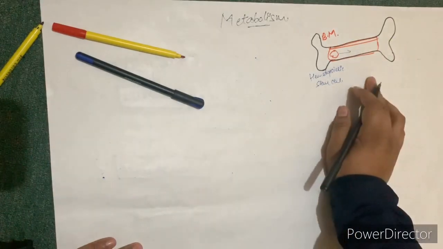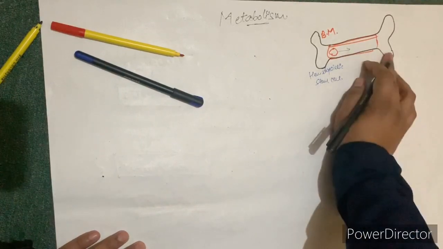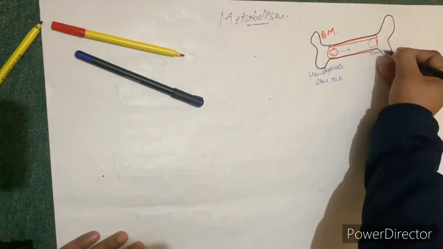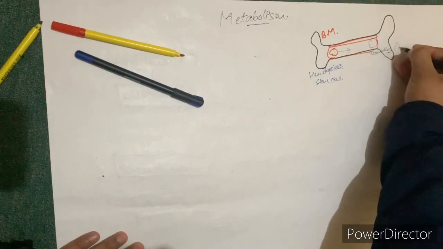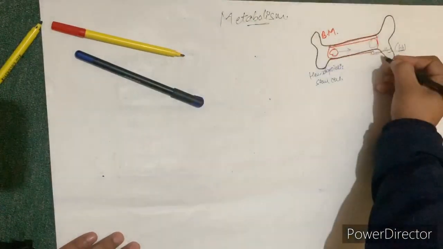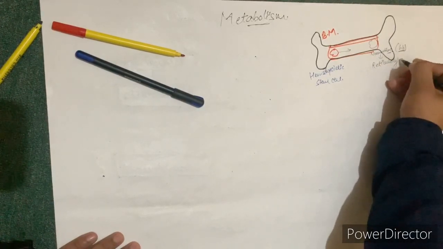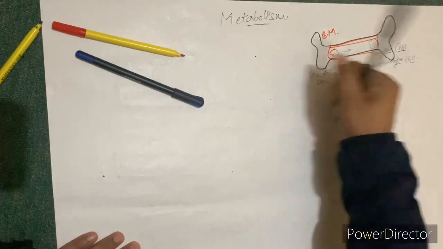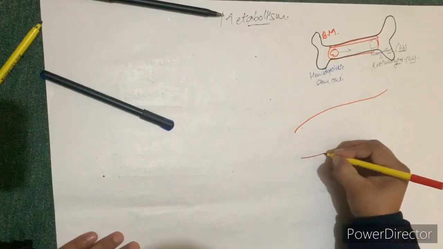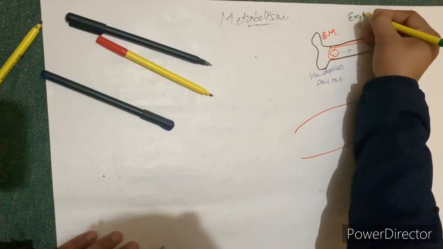So the late erythroblast contains a lot of hemoglobin, and then the late erythroblast gets converted into normoblast, which has a lot of hemoglobin in it, and then this normoblast gets converted into reticulocytes. This also contains a lot of hemoglobin. This whole process is known as erythropoiesis.